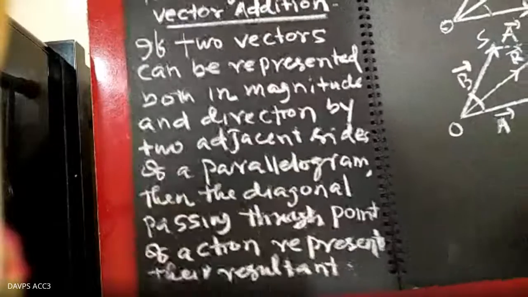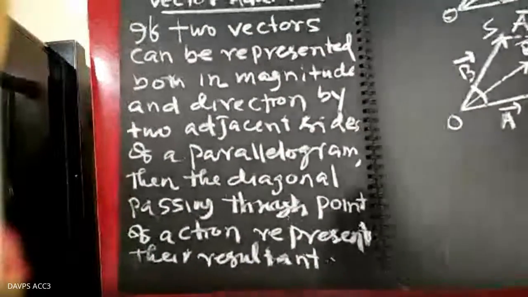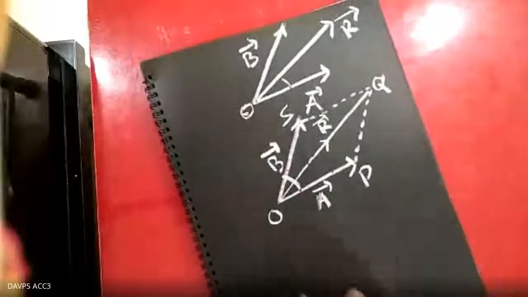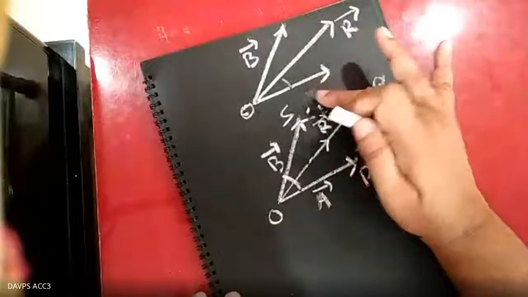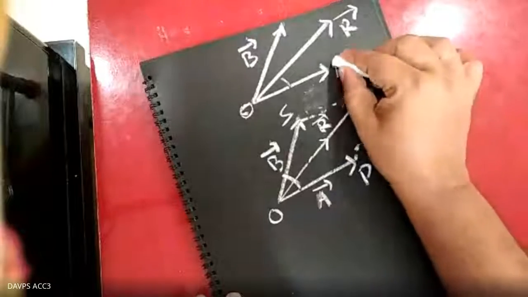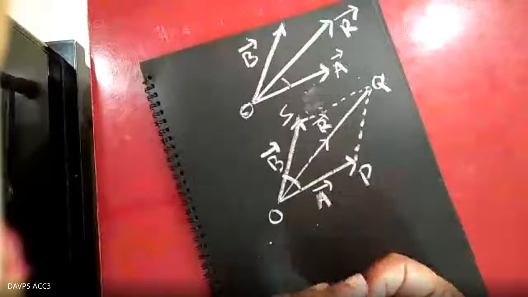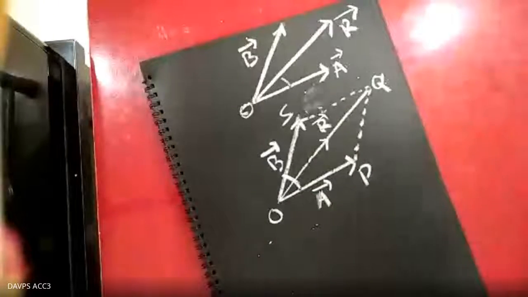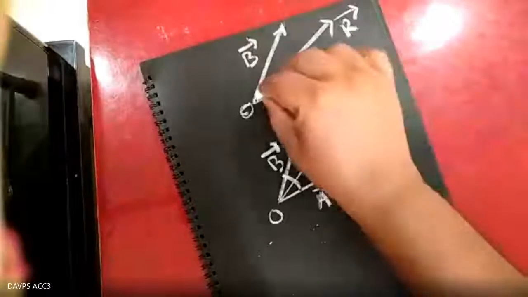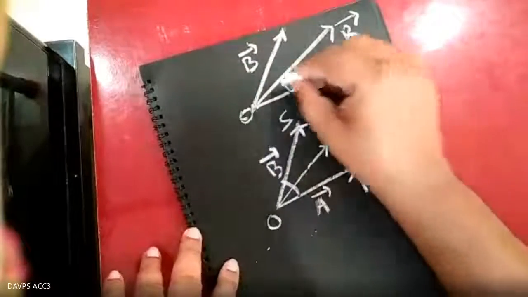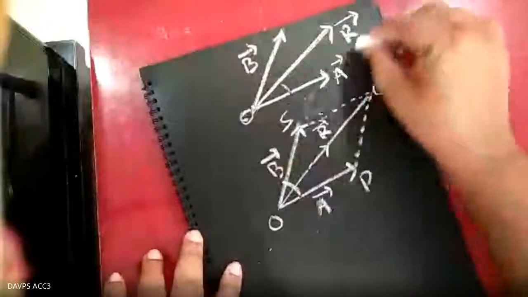Let us discuss what is taking place here now. Look here, this is vector A and this is vector B. Both are acting at a point, that is point O, and the resultant is along this way. This is the situation that is happening.